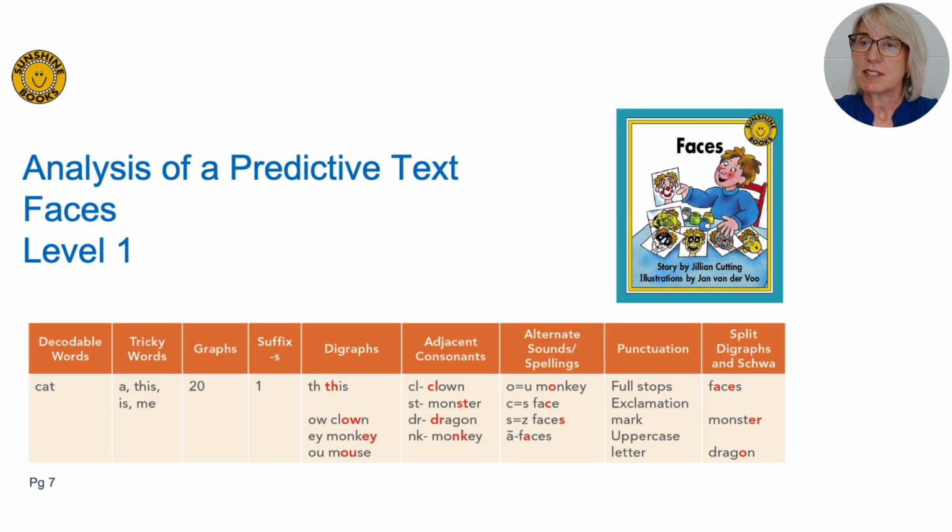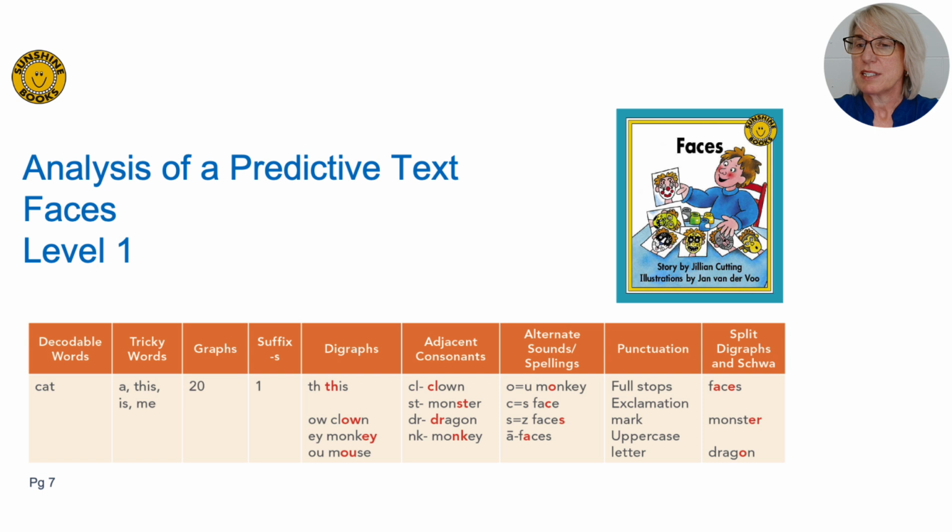There's 1 suffix with the S on the end. We've got our digraphs, our consonant digraph with TH, and then we've got our vowel digraphs, OW, E, Y, and OU. We've got our adjacent consonants, which are quite complex for children. They require articulation across 2 sounds, which can be quite tricky. Then we've got our alternate sounds and spellings, punctuation that the children need to know about, full stops, exclamation mark, and then knowing about uppercase letters.